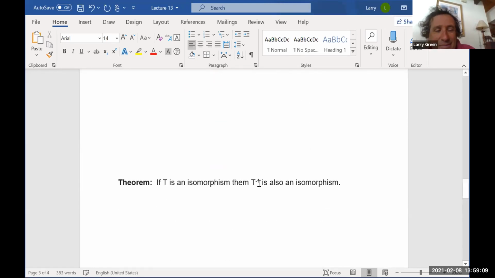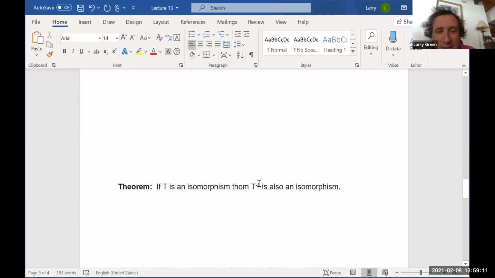Okay, so now some theorems. If T is an isomorphism, then T inverse, and in fact, let me write this down, exists and is also an isomorphism. So that's an important theorem. So if T is an isomorphism, then T inverse exists and is also an isomorphism. Why must that be true?